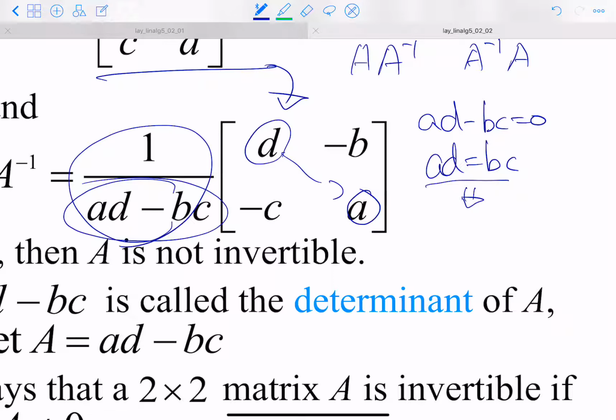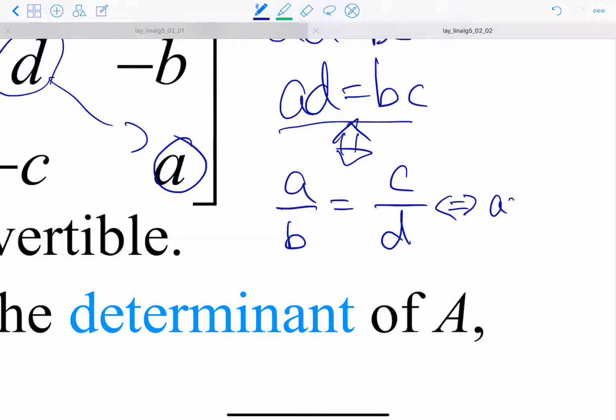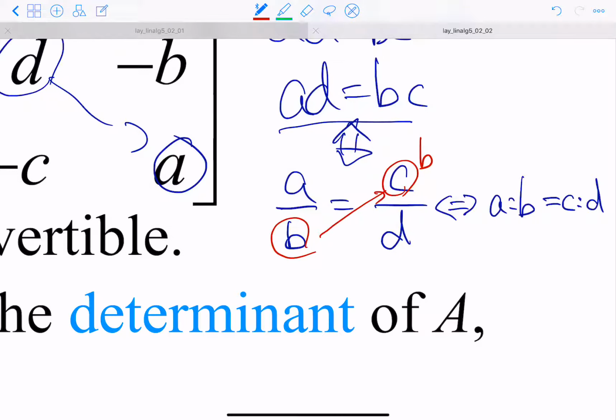And then it can be represented as an expression involving the ratio. Right, so they are equivalent to each other. And then it can be represented as A to B is equal to C to D, right? Or let's change those two. So here we can put B over here and C over here, and thus A to C is B to D. Okay, so if this condition is satisfied, then we have no inverse.